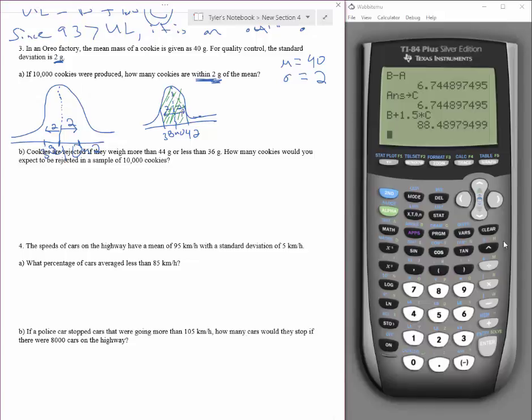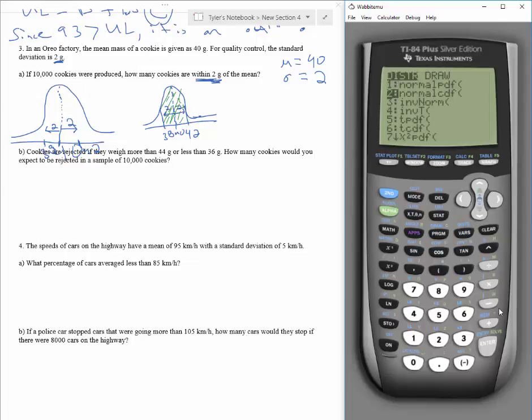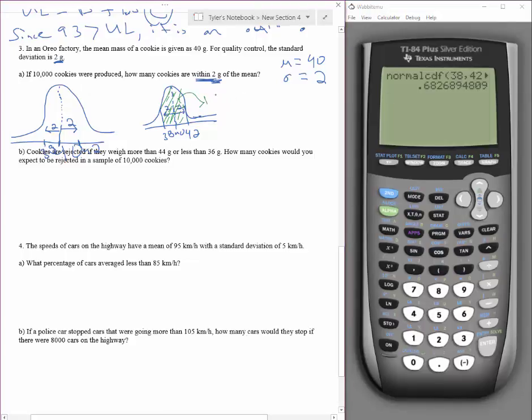So I'm going to want to use the normal CDF in my calculator. My lower would be 38, my upper is 42, my mean was 40, and the standard deviation is 2. So this gives me that area. In other words, the probability of being in between 38 and 42 is equal to about 68%. And we already knew that from the empirical rule.